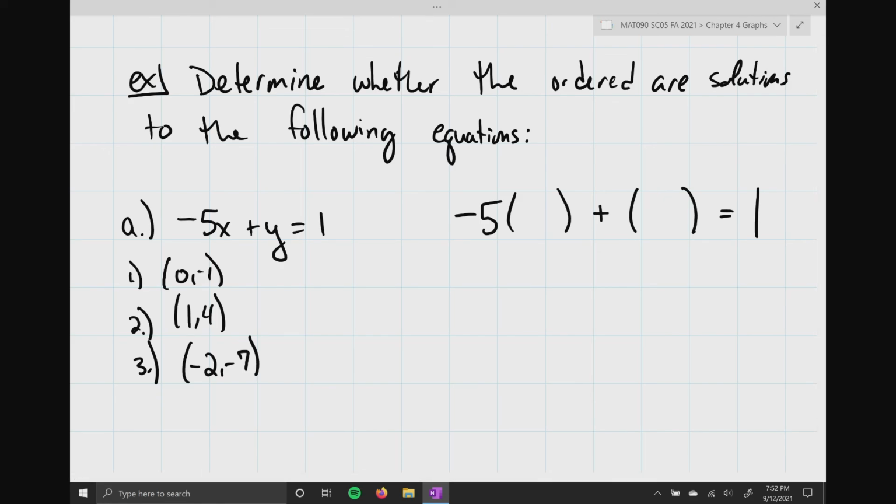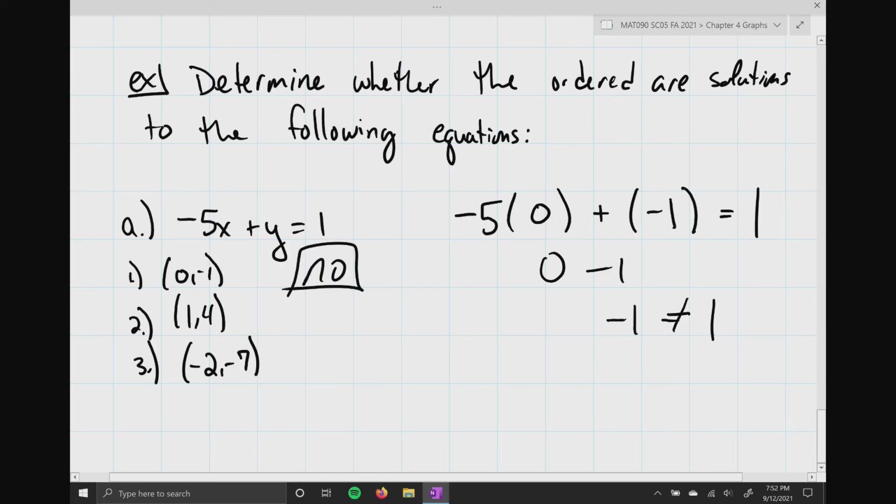So for part 1, x is 0, y is negative 1. When I simplify, negative 5 times 0 is 0, plus a negative 1 is minus 1, and 0 minus 1 is negative 1, and that does not equal positive 1, which is what we would expect to get. So for the first one, no. (0, negative 1) is not a solution to the equation negative 5x plus y equals 1. So let's try the second point now. I'm just going to erase.